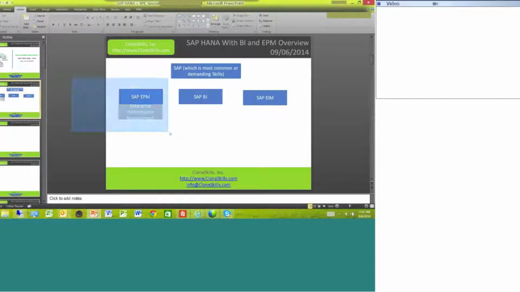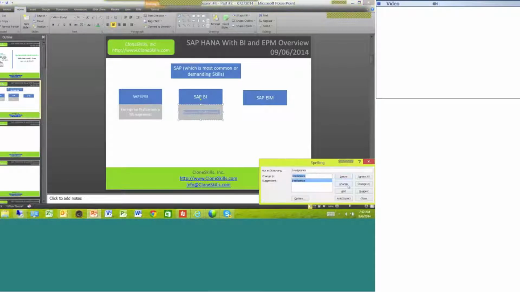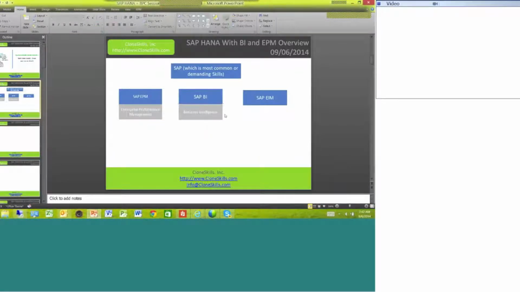What does this mean? We will take a look real quick. EPM stands for Enterprise Performance Management. The next one is, I'm sure you know, business intelligence. The first one is Enterprise Performance Management. Second is business intelligence, the second area where people are focusing. Next is information management.